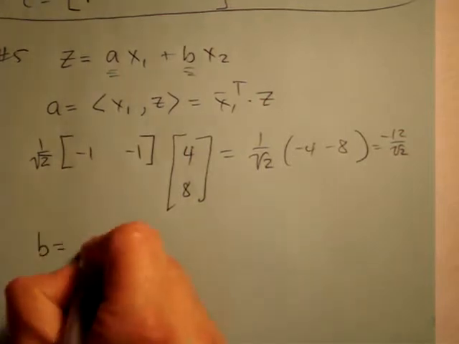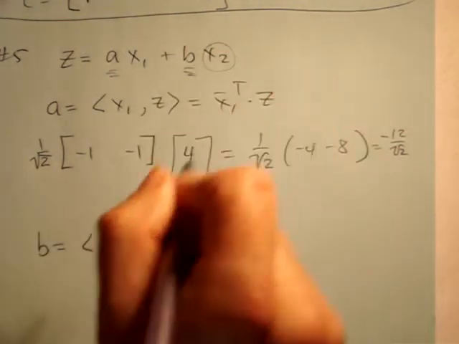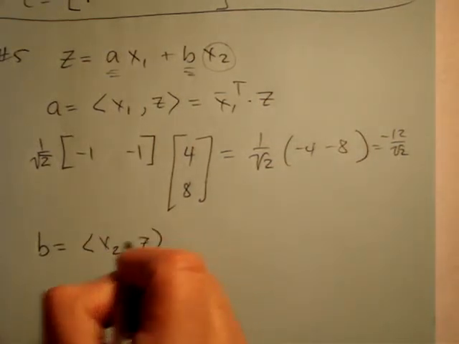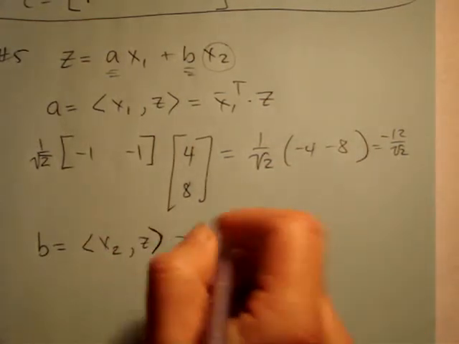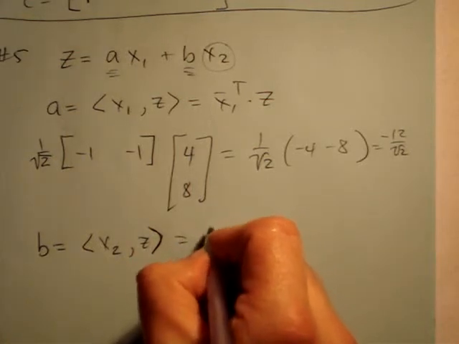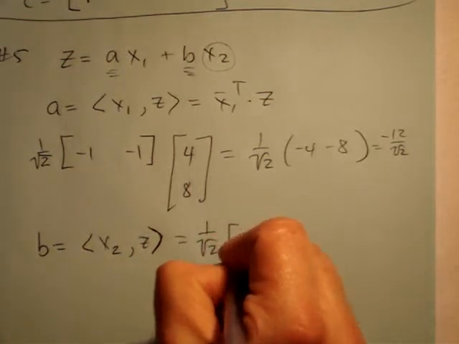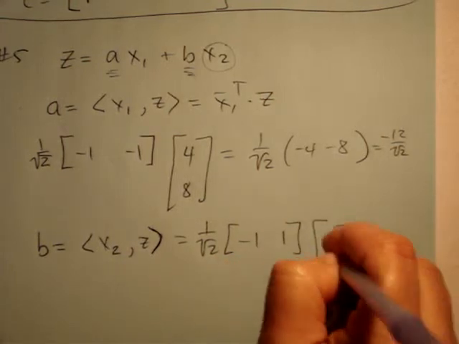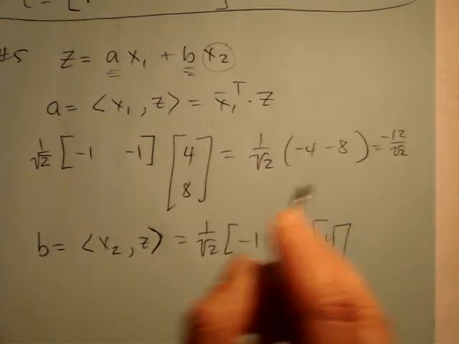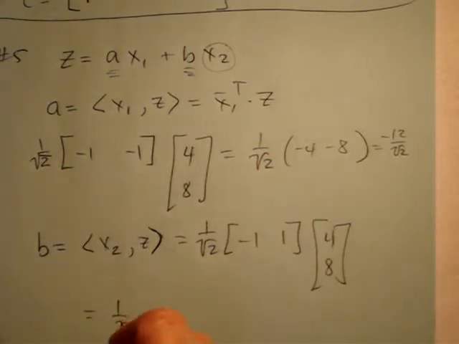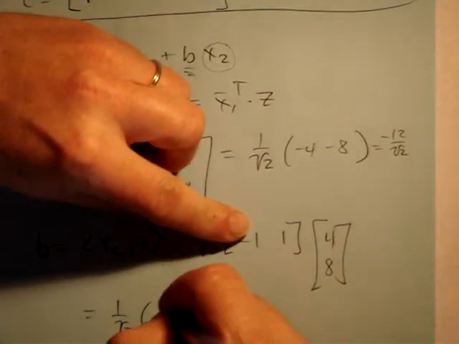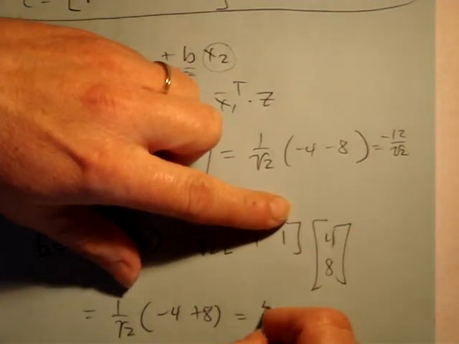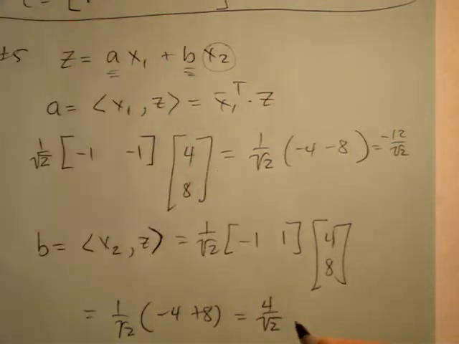B, same kind of process. We want the coefficient of x2 now, and so we take inner product of x2 with our vector z. x2 is 1 over the square root of 2 times negative 1, 1, and z is 4, 8 again. And so we get 1 over square root of 2 times negative 4 plus 8, and so that looks like 4 over square root of 2.